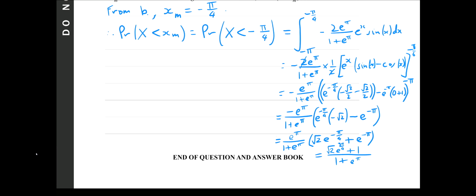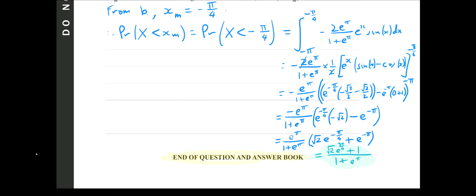And there we have it. Our final answer, I'll just highlight that for clarity, is root 2 e to the 3π on 4, plus 1, all over 1 plus e^π. It's quite a large and gnarly answer, I've got to admit, but there we go, that is the answer to the question. And guess what? That is the end of the exam.